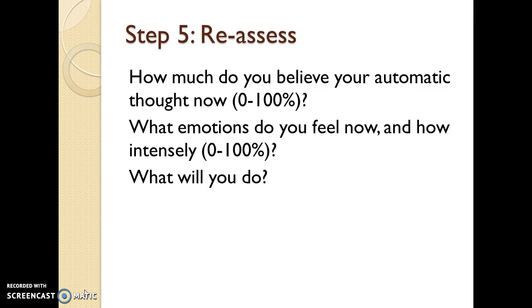Okay, so now that you've identified the cognitive error and you've tried out some adaptive responses, go back to your automatic thought. How much do you believe it now? And give that a score out of 0 to 100%. What emotions do you feel now and how intensely? And most importantly, what are you going to do?